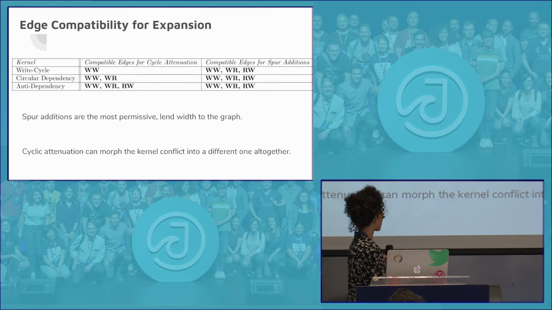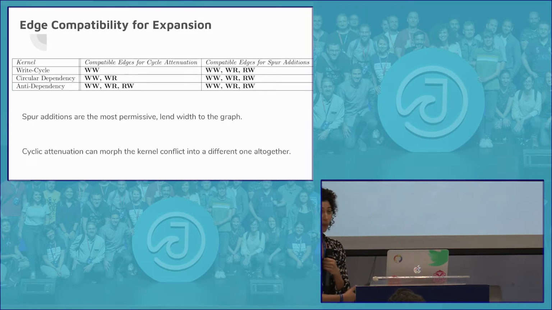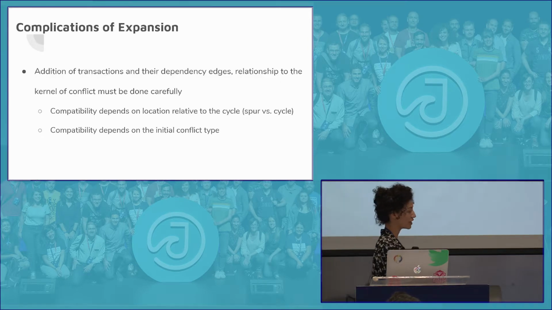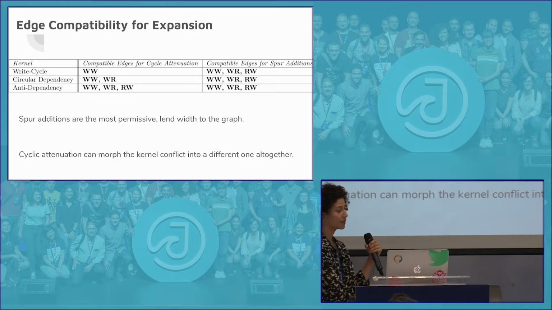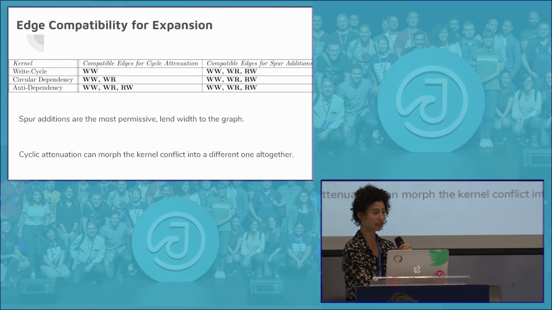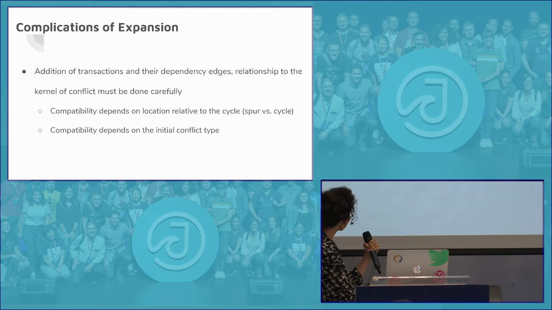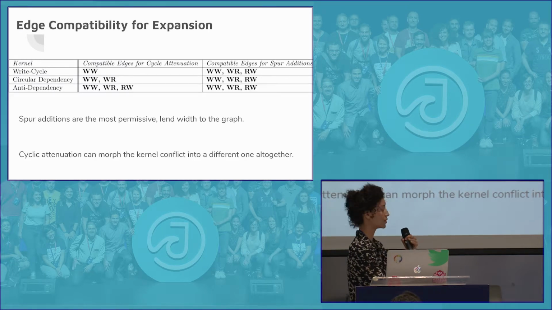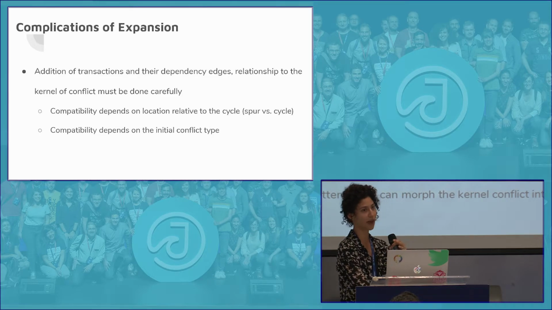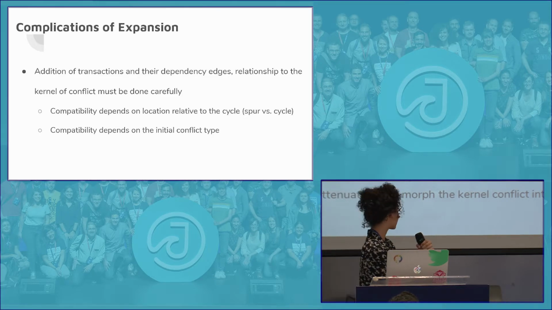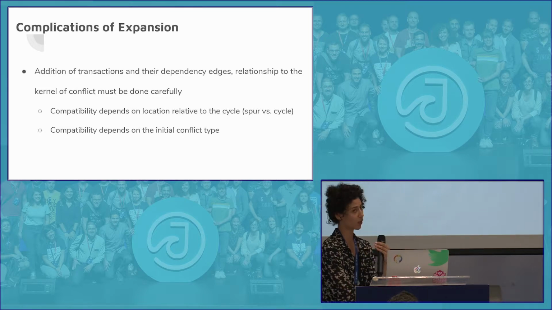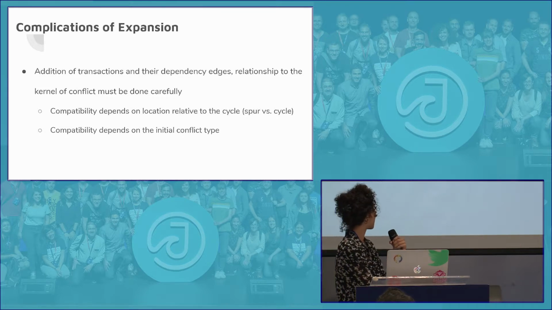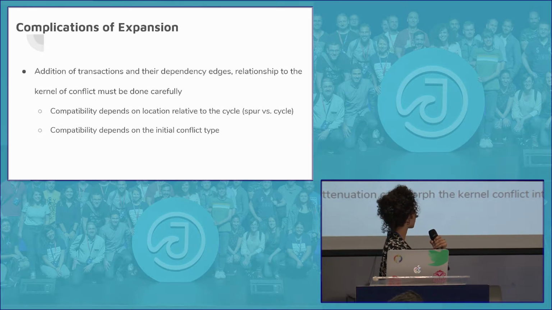And so there's this base compatibility between them. Spur additions being the most permissive, however problematic, as we'll see later on, for these anti-dependency cycles. They lend quite a bit of width to the graph and can help obscure the cycle itself. Cyclic attenuation can morph the kernel type into a different one altogether. And so we have these different compatibilities. There's kind of this succession between them where anti-dependencies are the most robust and can tolerate additions of all different sorts, can wind up with very interesting graphs. And circular dependencies require some care as well.